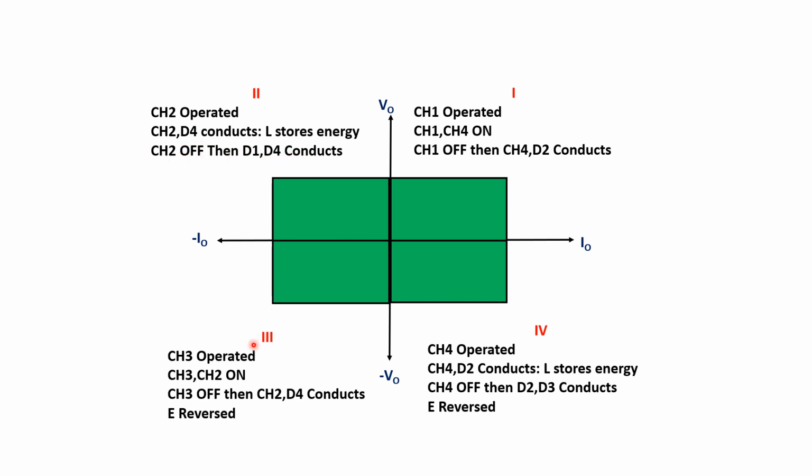In the third quadrant operation, chopper 3 is operated, and chopper 3 and chopper 2 are on. When chopper 3 is off, chopper 2 and D4 conduct, and E gets reversed. In the fourth quadrant operation, chopper 4 is operated, and chopper 4 and D2 conduct. During this period, the inductor stores the energy. When chopper 4 is off, D2 and D3 conduct. In this case also, E gets reversed.